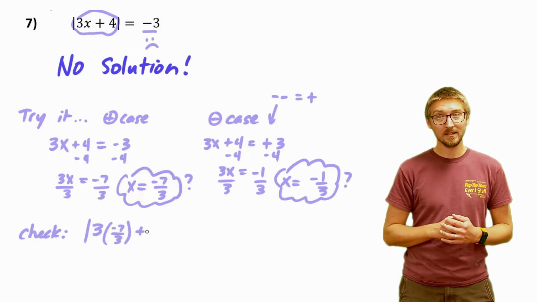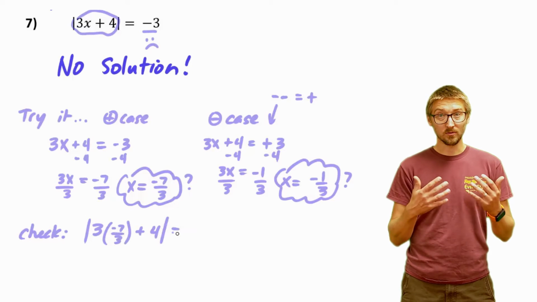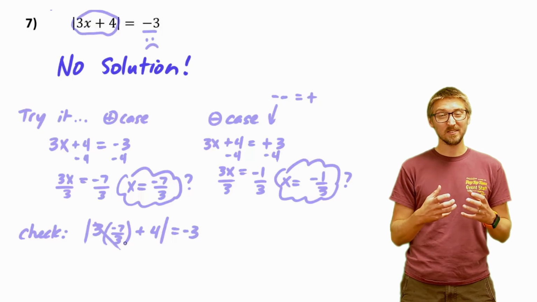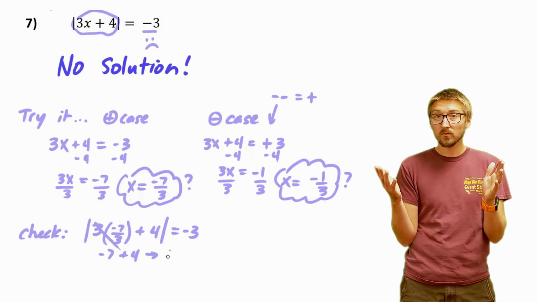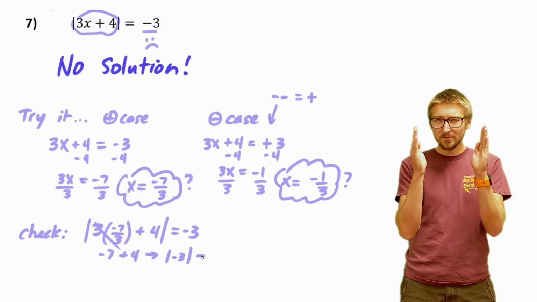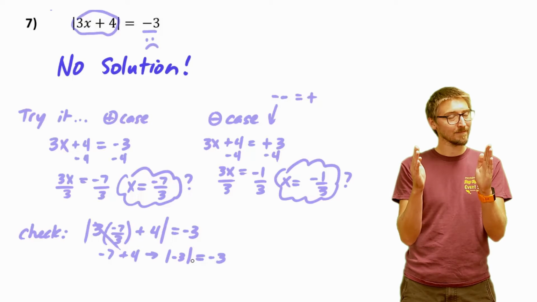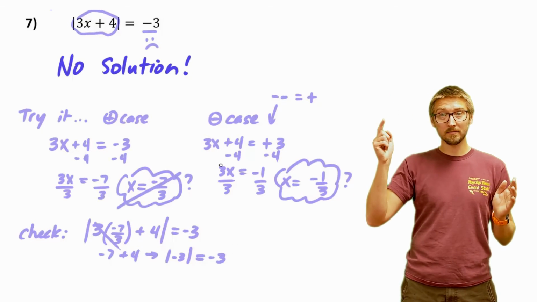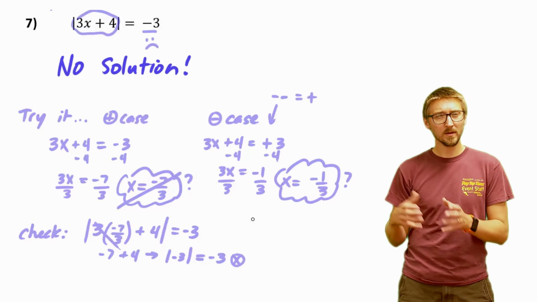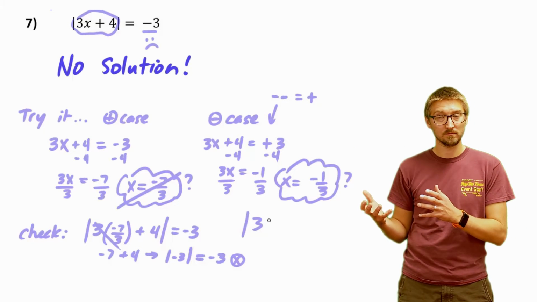If you plug in negative 7/3, the 3's will cancel out, leaving negative 7 plus 4 in your absolute value bars. Negative 7 plus 4 is negative 3. But think about the absolute value of negative 3. That's not equal to negative 3. And so you can't use that number. No way. Doesn't work.